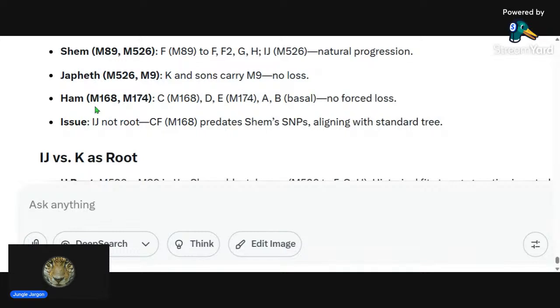if Ham 168, 174, that's C and D. C and DE is 174. 168, 174, A, B, and basal. No forced loss. Issues. IJ is not the root. CF. M168 predates Shem's SNPs aligning with standard tree. Well, unless it's going the other way.